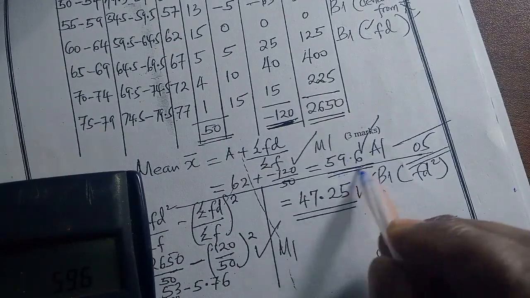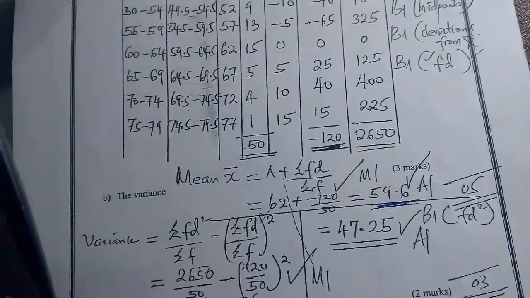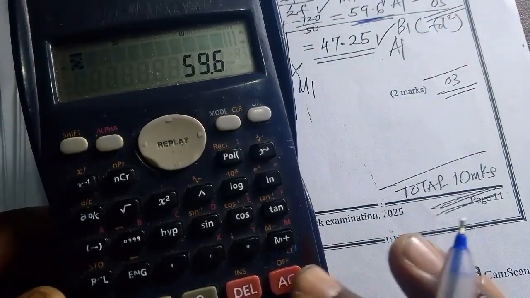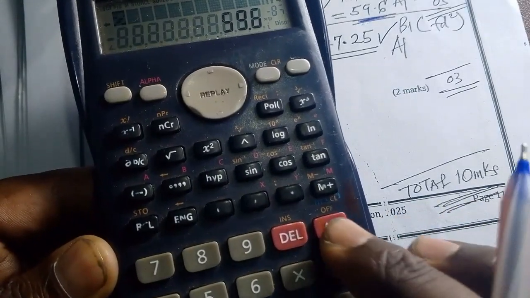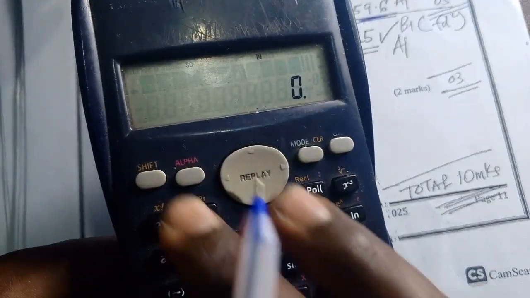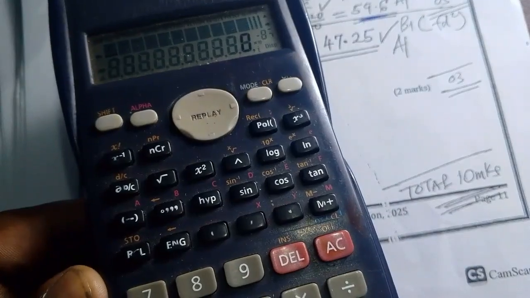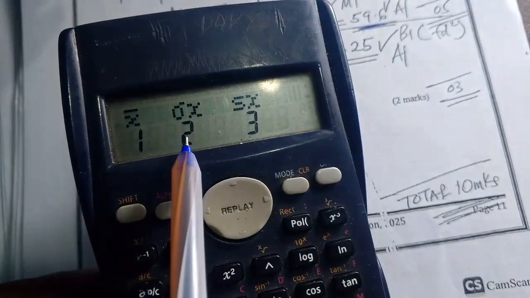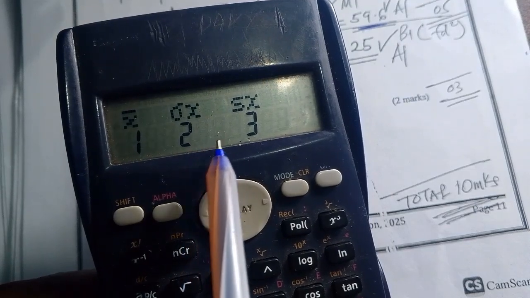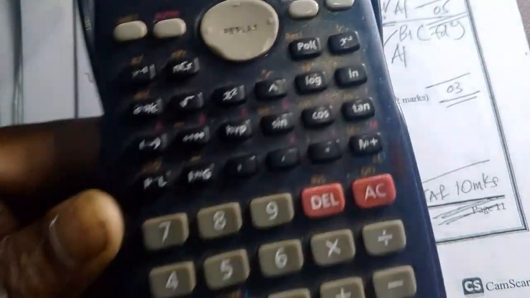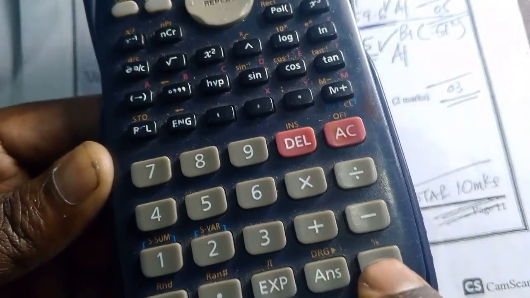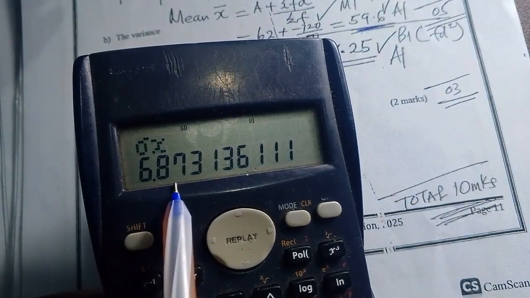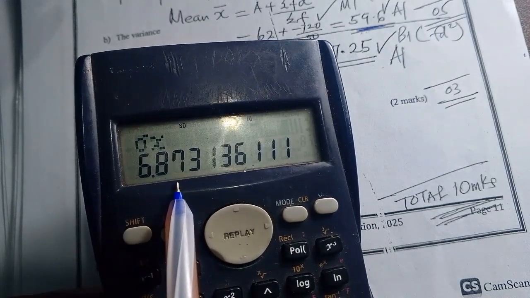Right? Now let's confirm that your answer is correct for the standard deviation. Erase this, AC, come to shift, then 2. The middle one is standard deviation. So press 2, then equal. And the answer is 6.878. That is our standard deviation, and that is the standard deviation we have here.